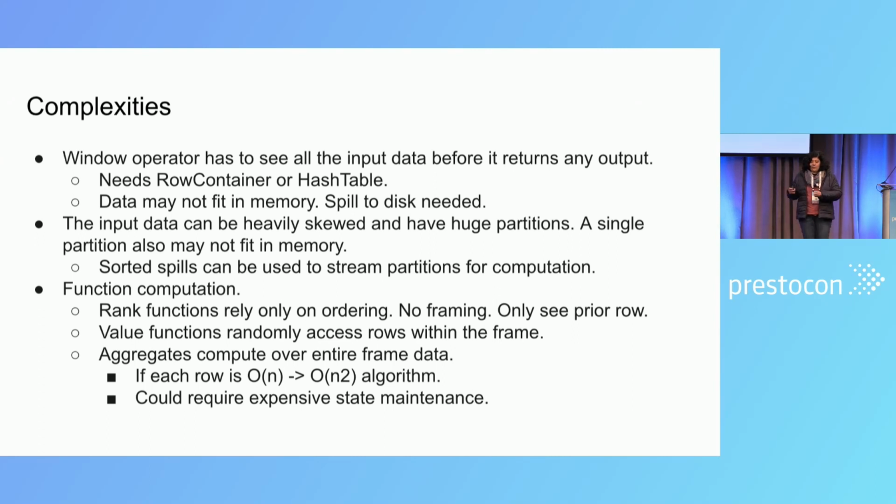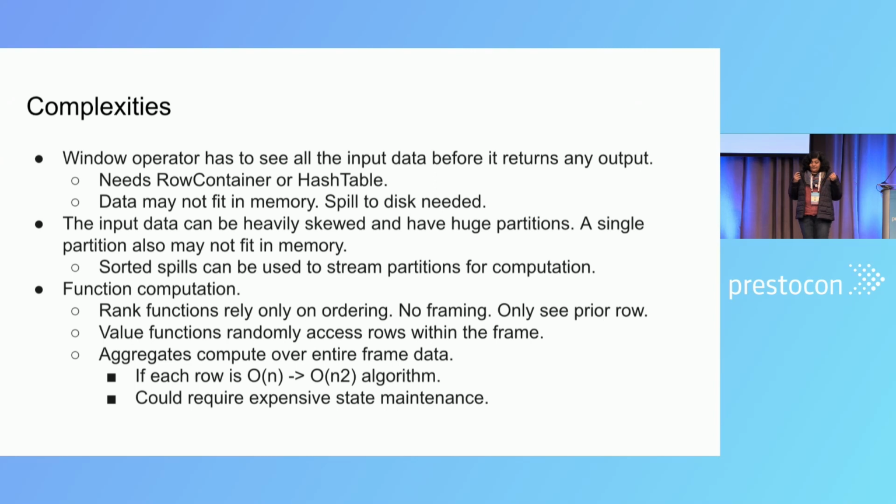Furthermore, this input data may be heavily skewed, so it's possible that even though you partition your data, your partition was also huge, and a single partition didn't fit in memory. So we do some tricks like sorted spills so that we can stream partitions back into memory when doing the window function computation. But that also might not be enough, because your window is going to operate over a frame of rows, and what if that frame of rows also didn't fit in memory? So there are multiple layers of things not fitting into memory.